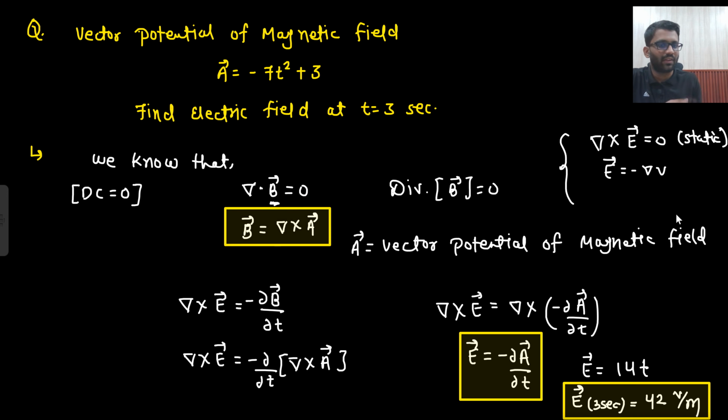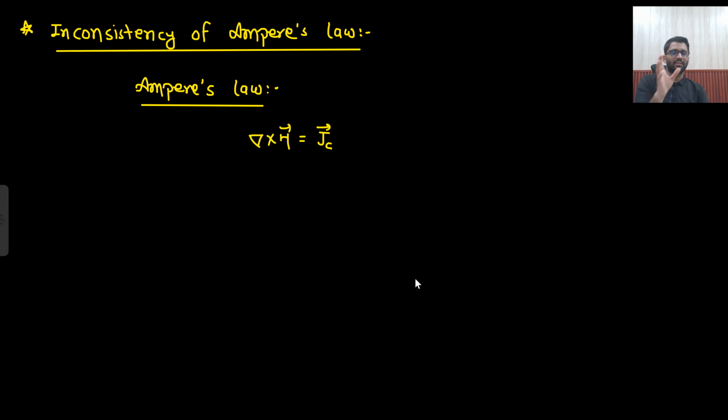The analogy is the same. Del cross E is equal to 0, so E is equal to minus del V. So A is the vector potential of the magnetic field. Del cross E is equal to minus del B by del T, so from there you get E is equal to minus del A by del T. Well and good. Now we are going to study the inconsistency of Ampere's law.